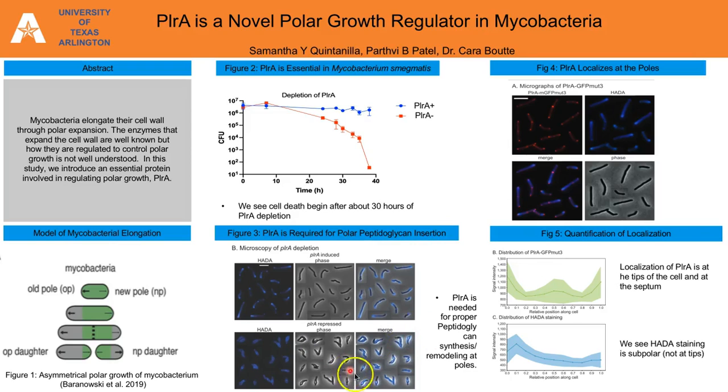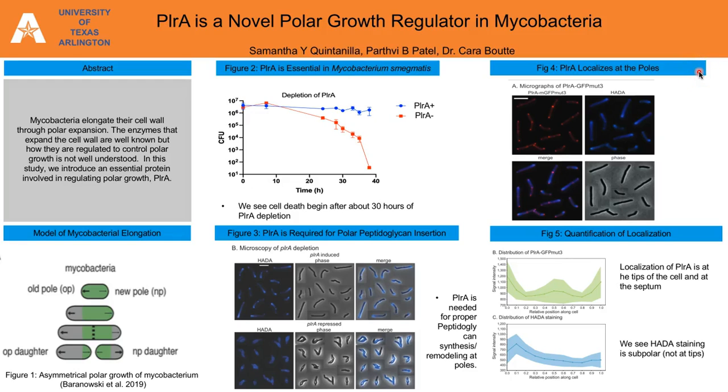When we stain these depleted cells with HADA, which is a peptidoglycan cell wall stain, we see delocalized staining. It's not at the poles like it is here at the septum, where we would usually see it. Because this stain is a marker for peptidoglycan synthesis and remodeling, we have come to the conclusion that PolarA is needed for proper peptidoglycan synthesis or remodeling at the poles.